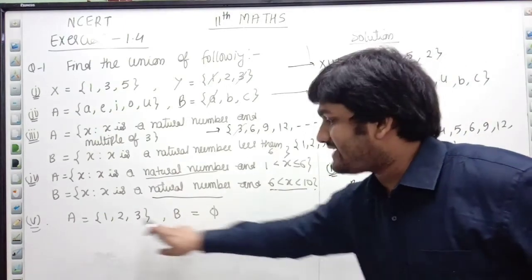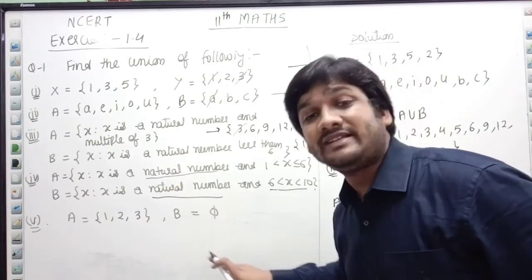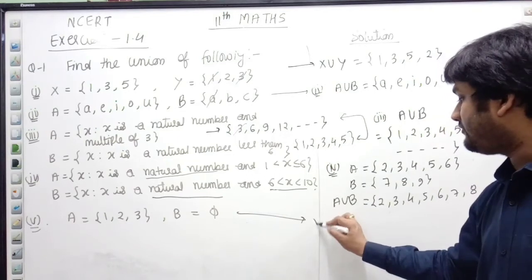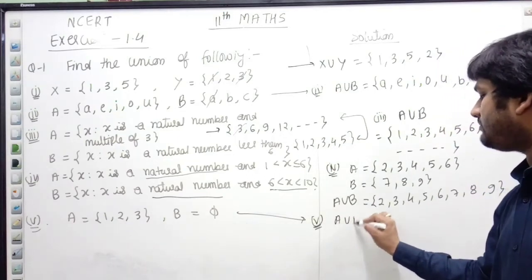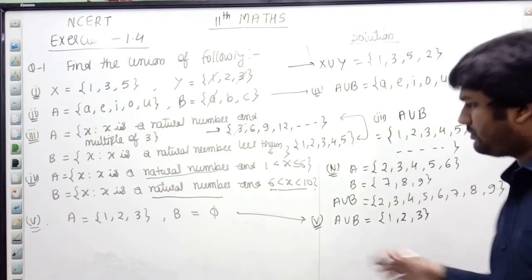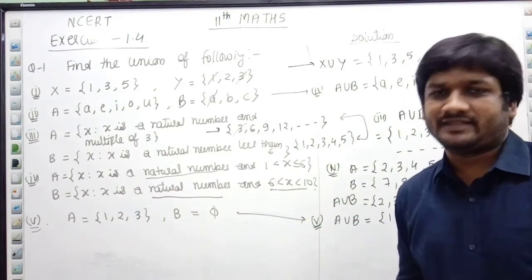Now we have two sets, set A and set B. Set B is an empty set. In an empty set we have no elements. So we write it as fifth part A union B equal to 1, 2, 3. Because with an empty set no difference comes, right?